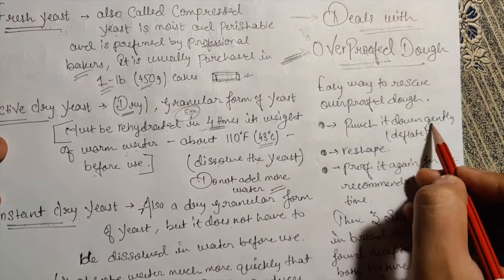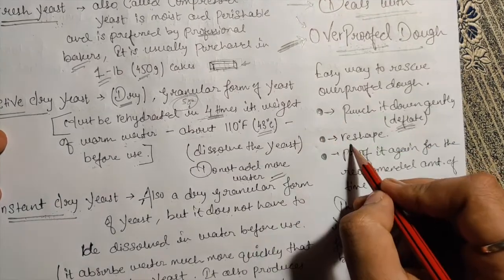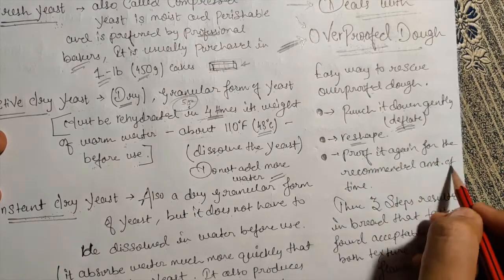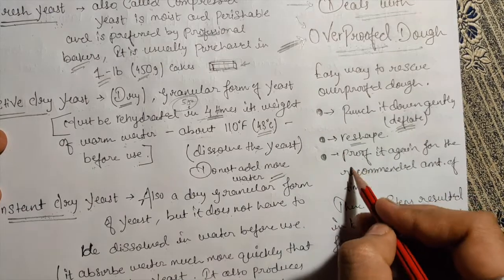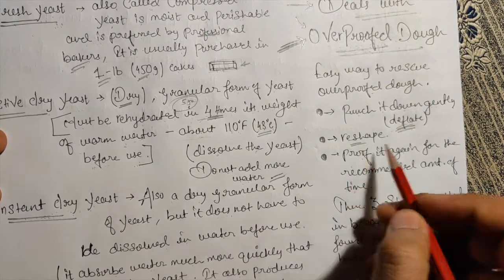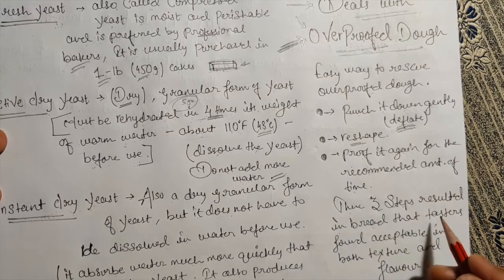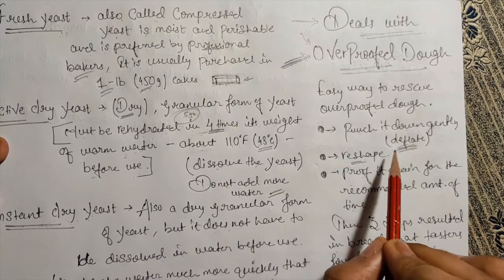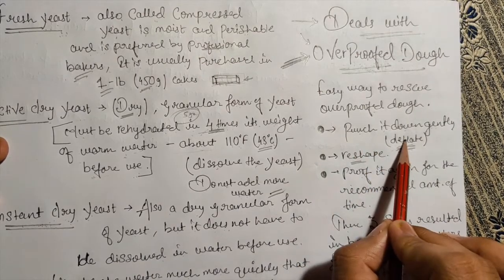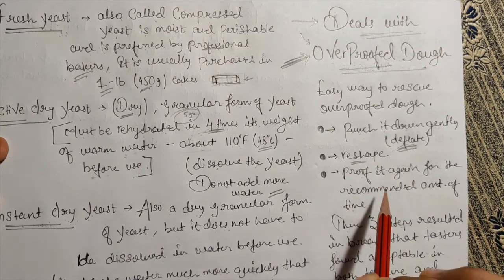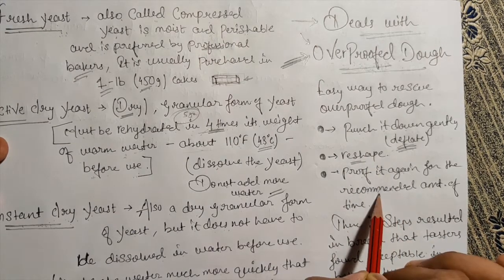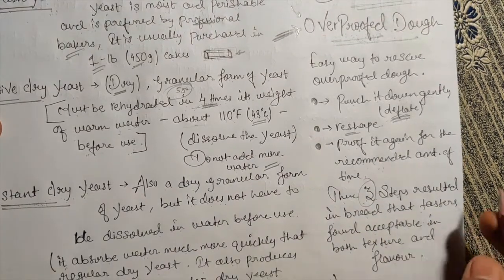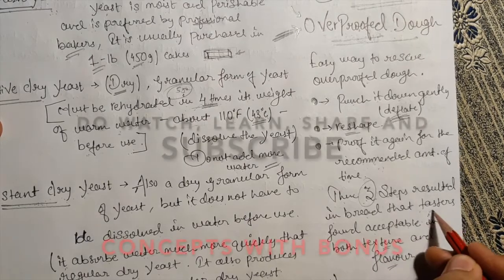Punch it down gently, just deflate it, then reshape it. Proof it again for the recommended amount of time. So you have to start again, same process. These 3 steps result in bread that tastes acceptable in both texture and flavor. You just have to start proofing the dough again. So simple, right? Deflate it, reshape it, and proof it again for the recommended amount of time.